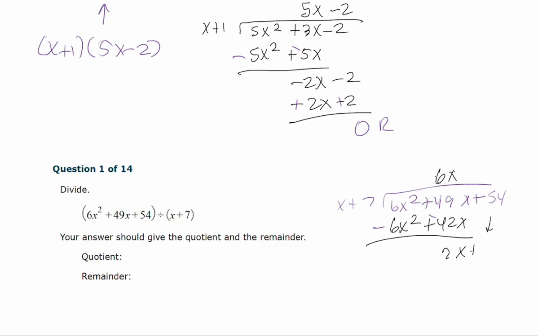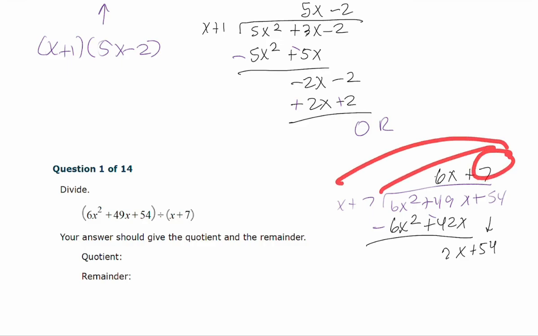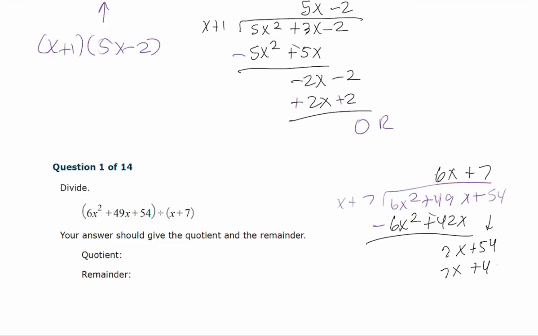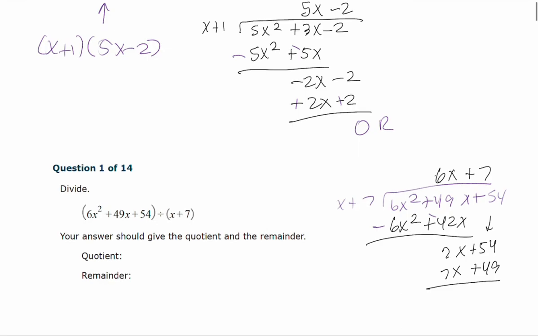Bring down our 54. Do the exact same procedure again. So what times x would give us 7x? That would be a positive 7. But we're distributing to both pieces. When we do that, we get 7x plus 49. We are subtracting, so change the sign of both. And our remainder is 5.